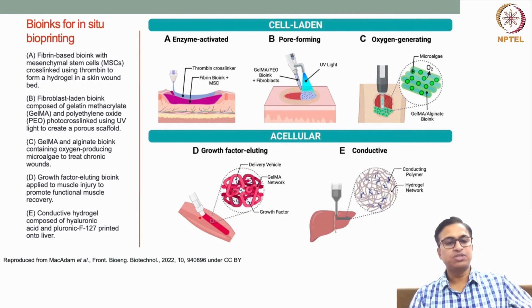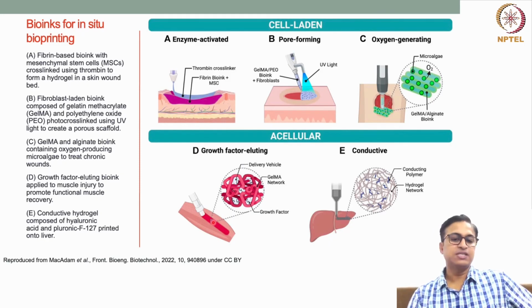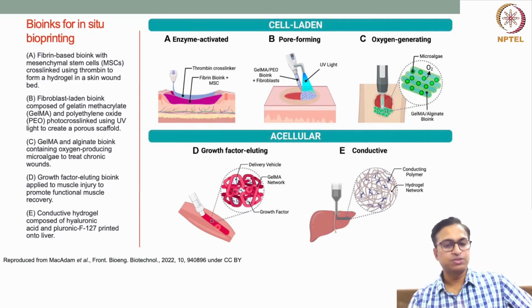Like in this case, they have shown the possibility for muscle tissue. For muscle tissue, a specific type of bioink can be incorporated and employed here, and that can lead to better functional muscle recovery. So this is one such example where this particular type of growth factor eluting bioink can be employed.